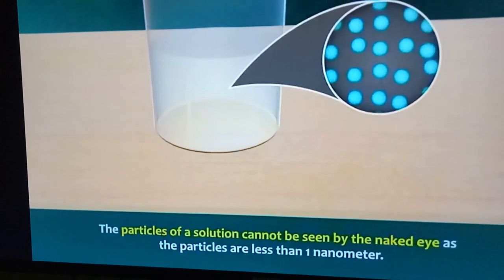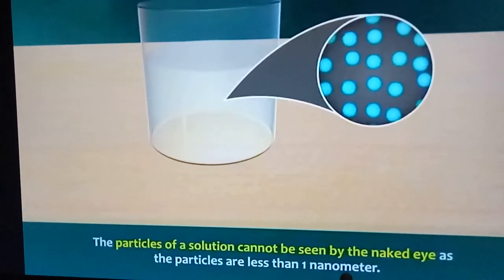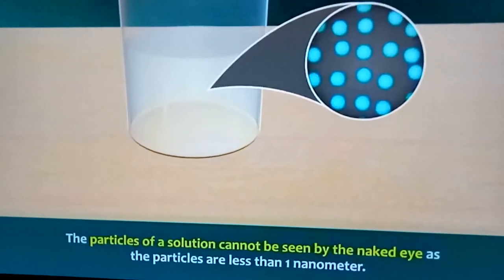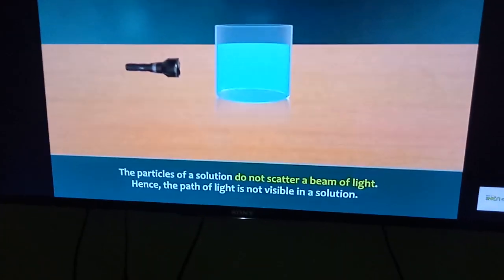And 1 nanometer is 10 to the power minus 9 meter. Just remember it. 1 nanometer means how much? 1 nanometer is equal to 10 to the power minus 9 meter. Okay, children.